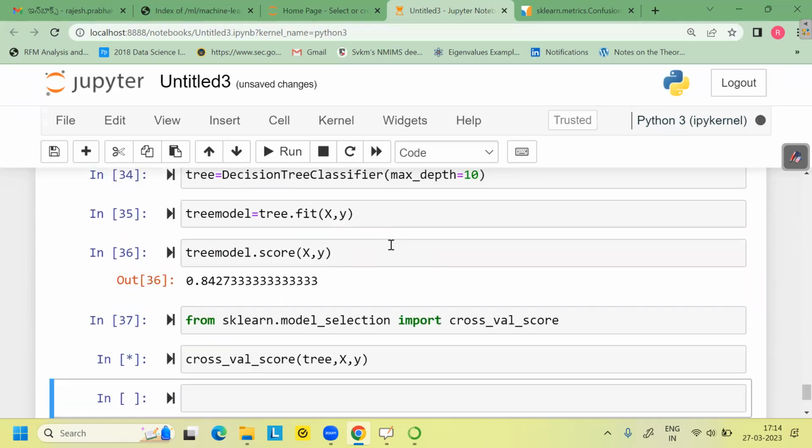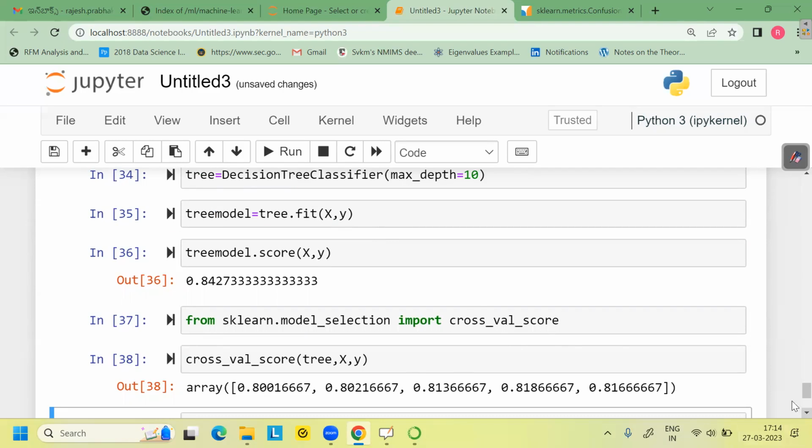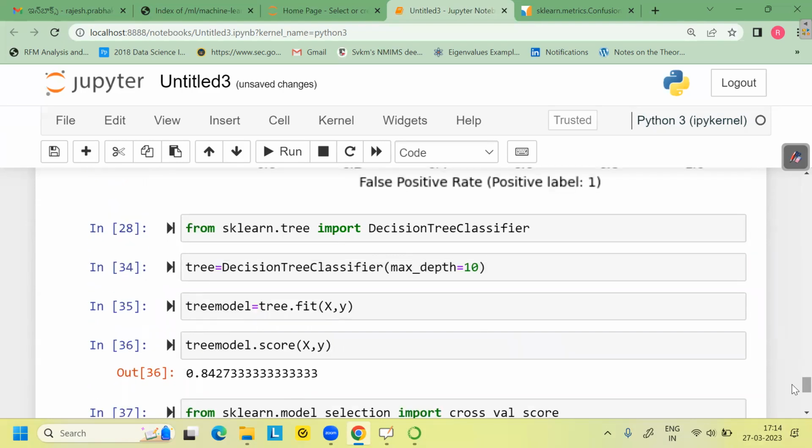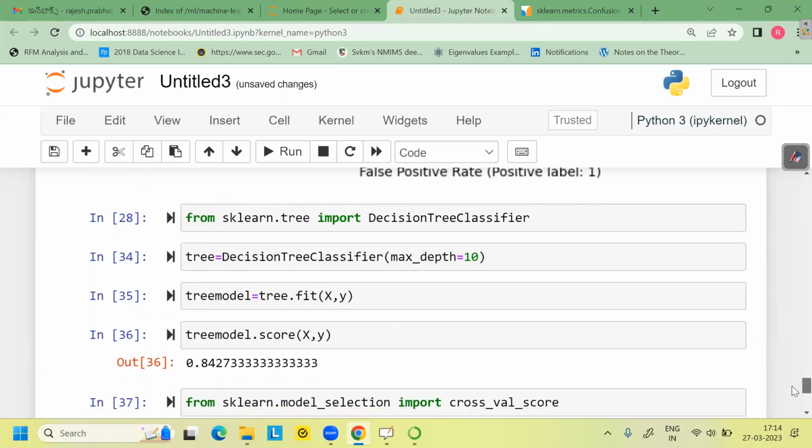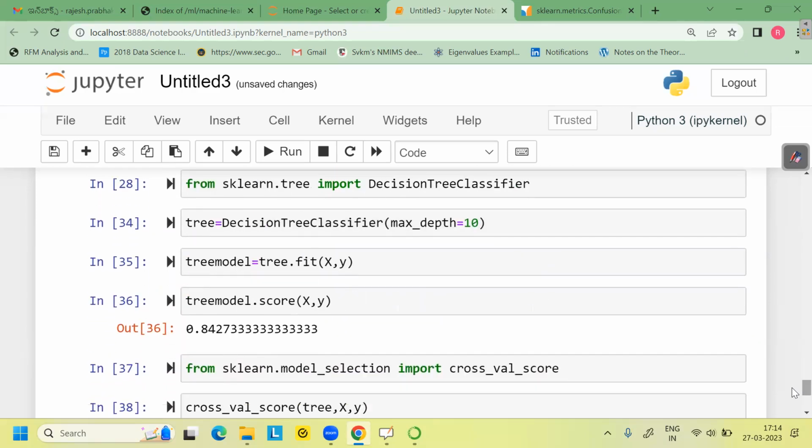Cross validation with max depth 10. Cross validation is also around 80%, and your train accuracy is also 84%. So this is the best fit model. The model is good, it's not overfitting. So a decision tree classifier with max depth of 10. If you do it directly, it gives overfitting, but when you fix the depth to 10, it gives us a good fit model.